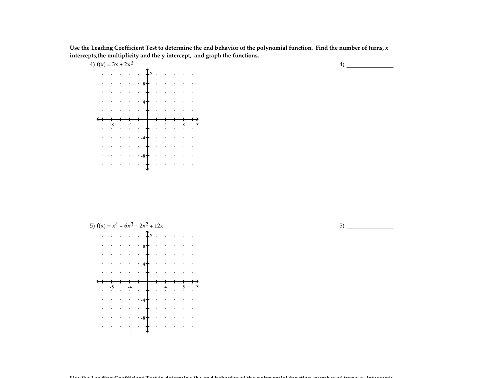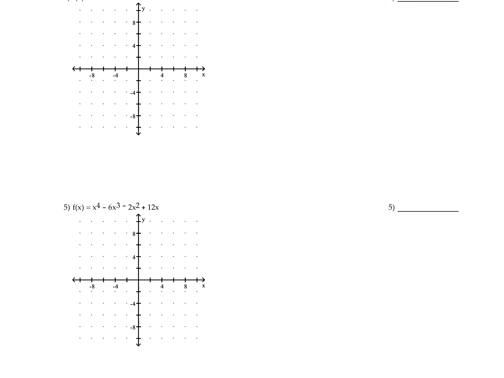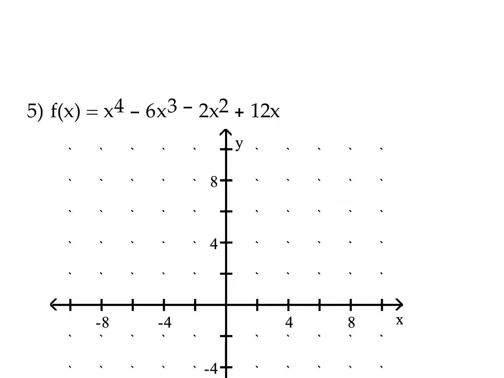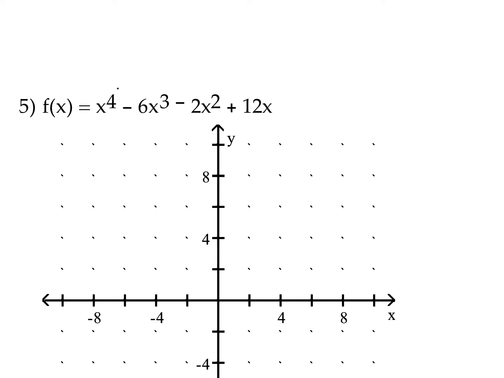So we have to use the leading coefficient test to determine the end behavior of the polynomial function, find the number of terms, x-intercept, multiplicity, y-intercept, and graph the function. So we can start by finding our end behavior. We look at our highest degree term, which would be x to the 4th power. So is it even or odd, positive or negative? It's even and positive, so what are our arrows going to do? Up and up.